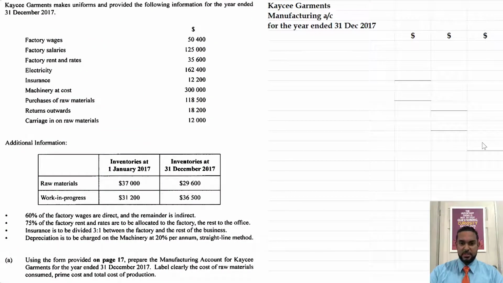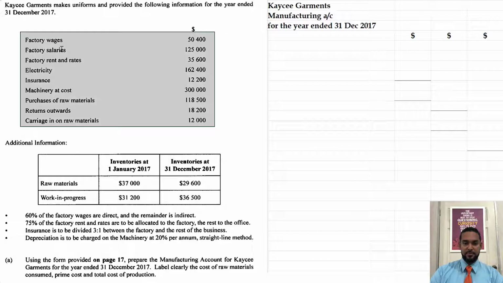Alright, so ladies and gents, as you can see from the right hand side of the screen, we have a manufacturing account to do for the year ended 31st December 2017. If you need a refresher on how to do manufacturing accounts, I'm going to put a card up there and a link in the description below. So be sure to check that out before you come and check this one out. Okay? So let's take a read. KC Garments makes uniforms and provided the following information for the year ended 31st December 2017.